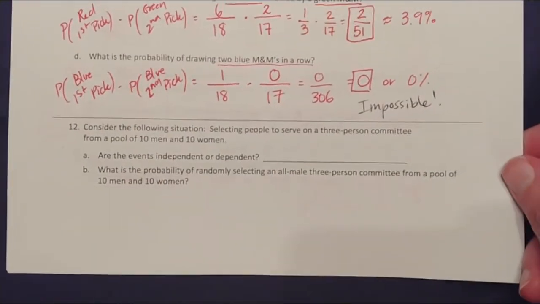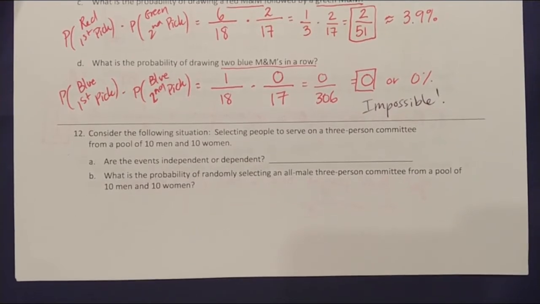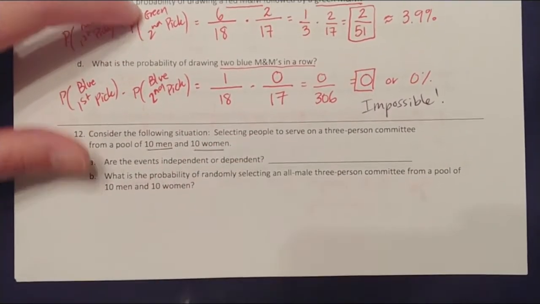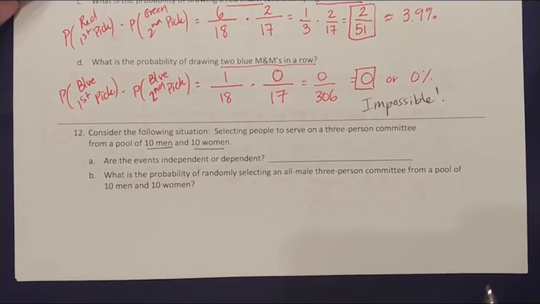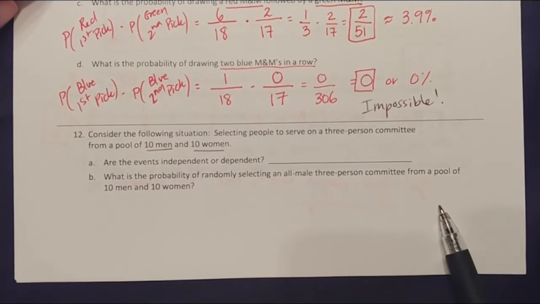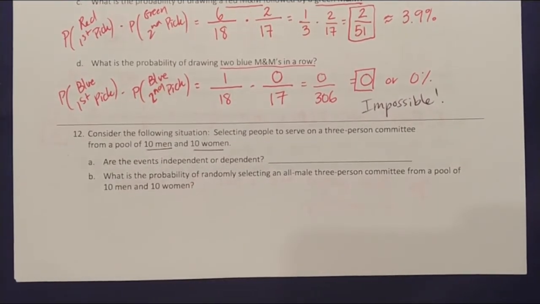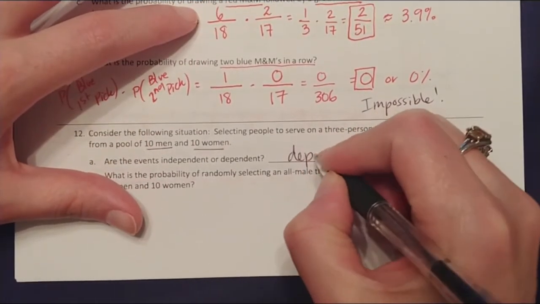All right, let's look at the last one. Consider the following situation: selecting people to serve on a 3-person committee when you have 10 men and you have 10 women. Are the events independent or dependent? Well, does it matter when you're selecting person to person? Yes, because if you select one guy, you cannot select him again, right? You can't put him back into the pool of people. He's already been selected. So this is dependent because we don't have replacement here.